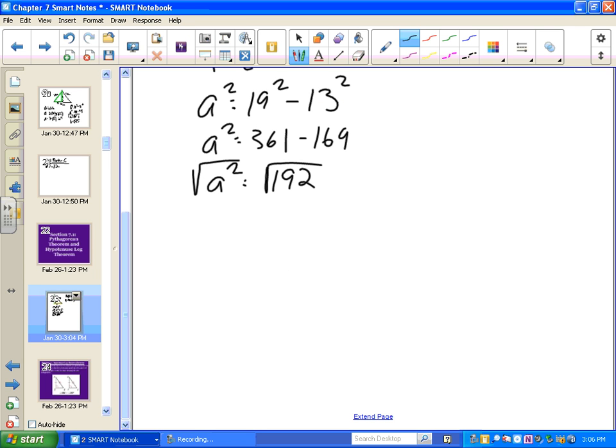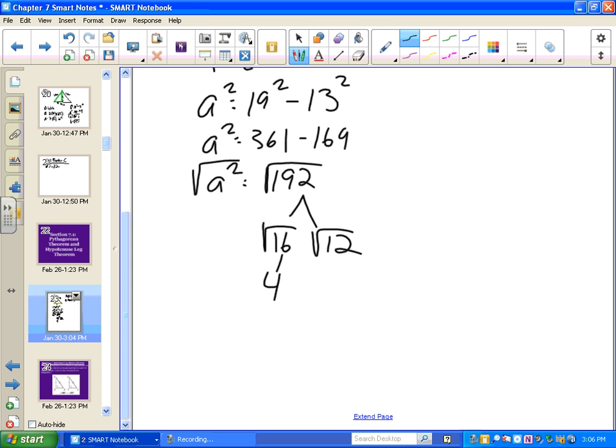Now, I know that the directions said to give you the decimal answer, but I'm going to show you what the exact answer would be, and then I'll also show you what the decimal answer will be as well. So I want to simplify this radical. To begin with, 192 is not a perfect square. So we simplify 192, and I know that 16 is a perfect square, and it goes into 192 12 times. The square root of 16 is 4.